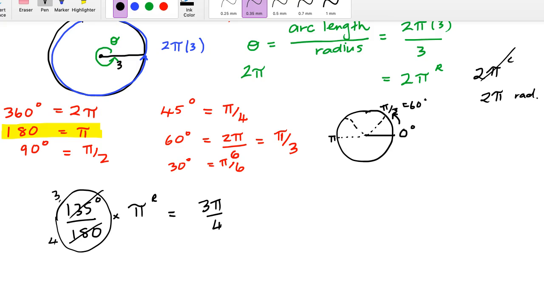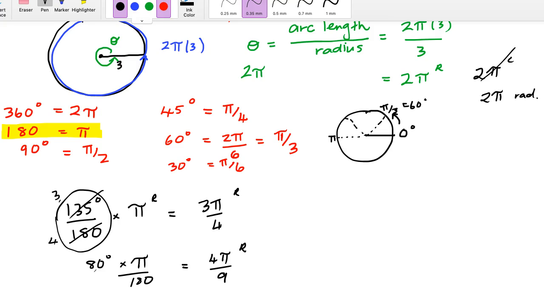Again, we could look at, say, 80 degrees. We want that out of our 180 degrees, lots of pi radians. Looking at this, we can get rid of these zeros, and we've got a common factor of 20, so 20 goes into 80 four times and into 180 nine times. So 80 degrees is 4 pi on 9 radians.